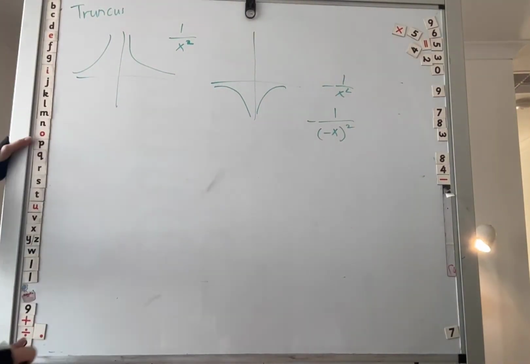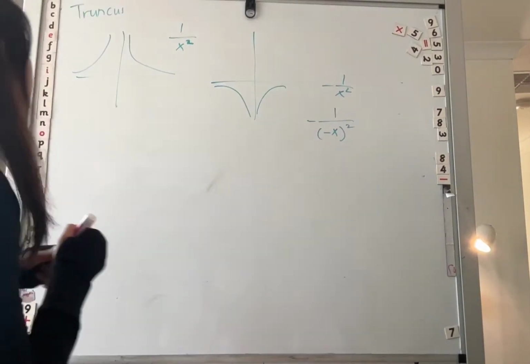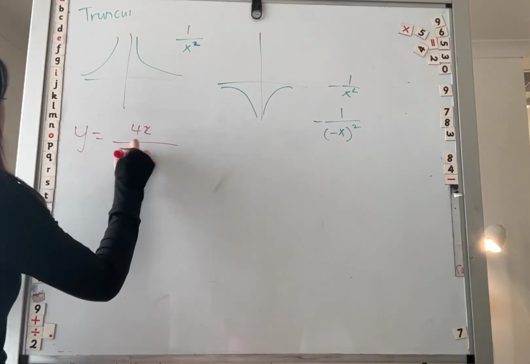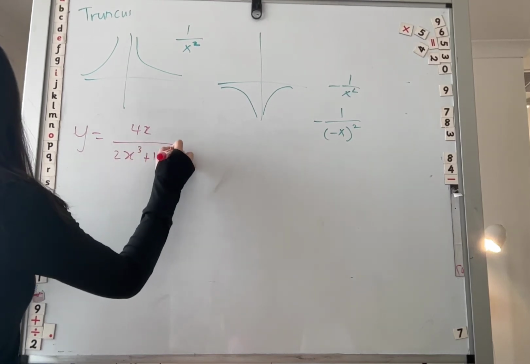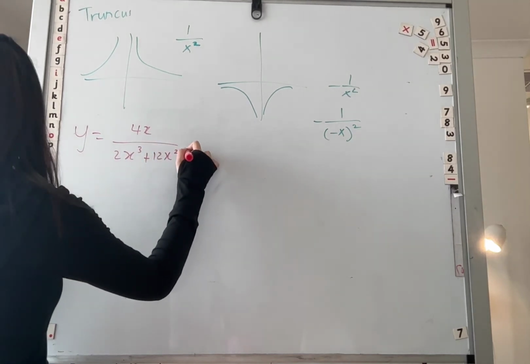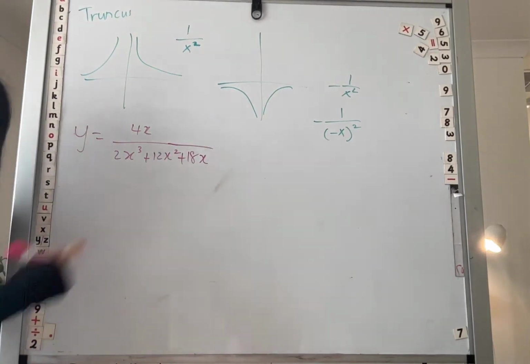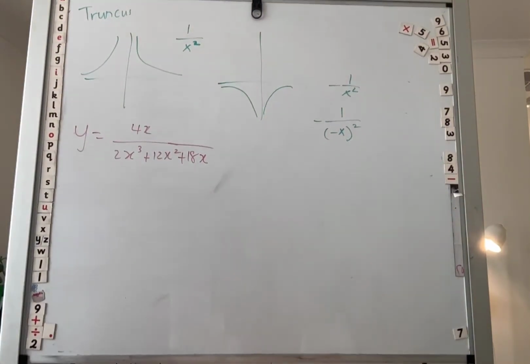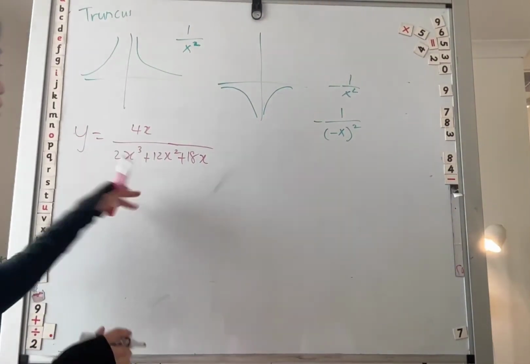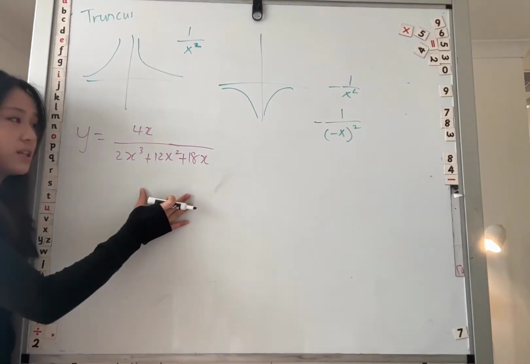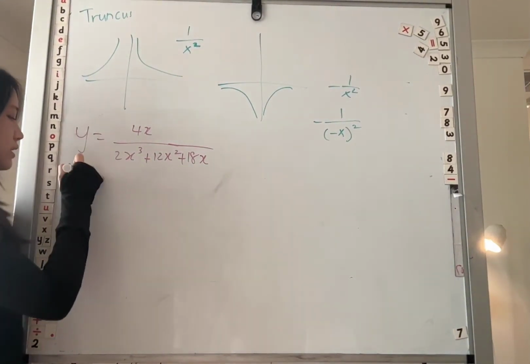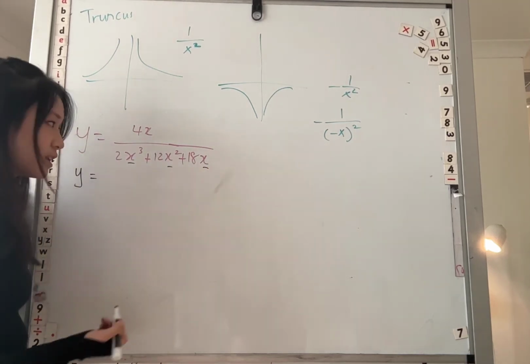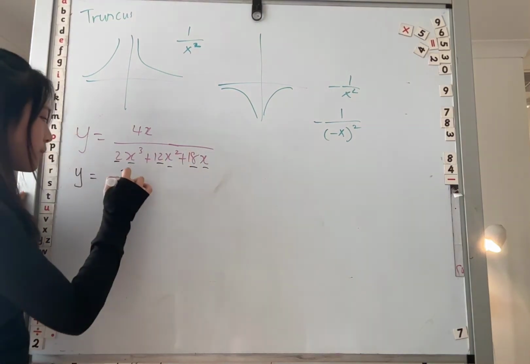Now, let's just do an example. Let's do a hard one. Okay, y equals 4x over 2x cubed plus 12x squared plus 18x. Okay, sketch this. And yes, trust me, this is a truncus. You just have to think about getting it into the right form, as I always mentioned before. So, the first step, when you get such ugly numbers like this, what do you think? Okay, can I simplify this in any way? So, I'll realize that there's an x that I can take out, and also these are all divisible by 2, so that's my first step.